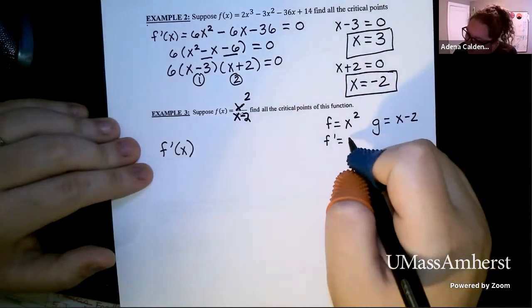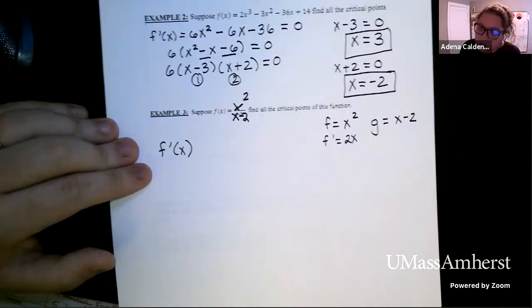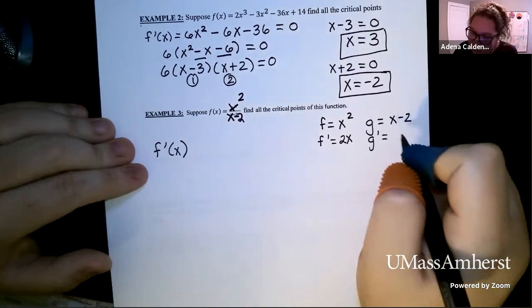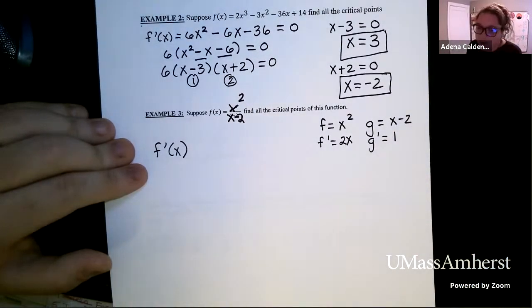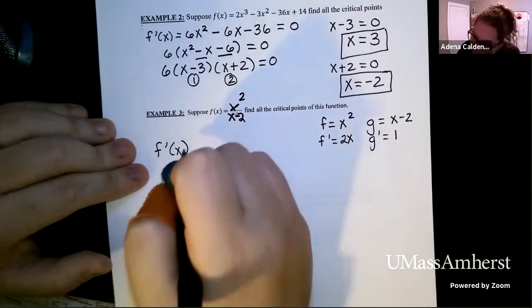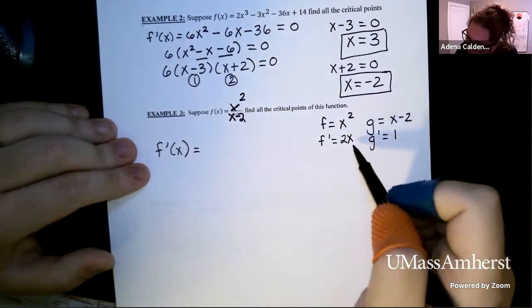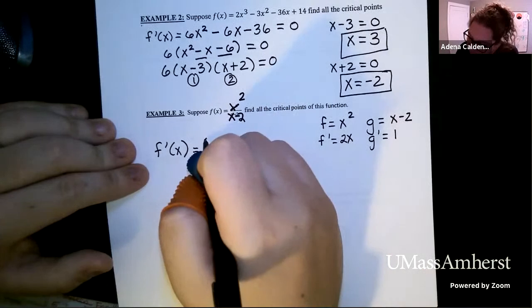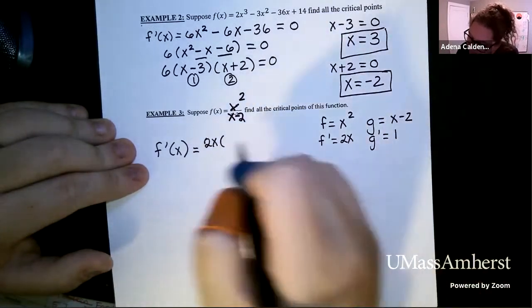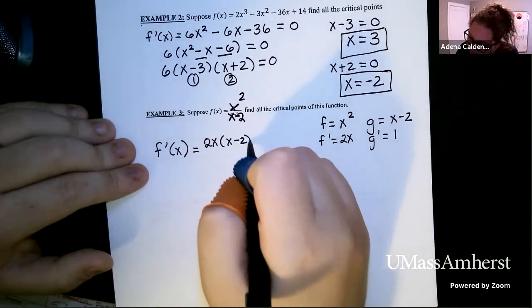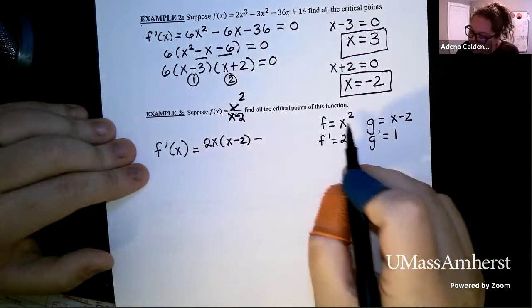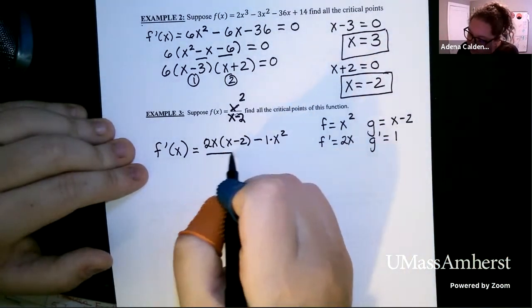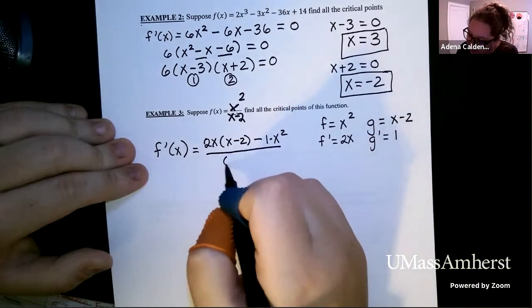The derivative of x squared is 2x. And then the derivative of x minus 2, the derivative of x is 1, and the derivative of 2 is 0. So when I plug into the quotient rule, I'm going to do f prime times g. So I'm going to have 2x times x minus 2 minus g prime times f. So 1 times x squared, divided by g squared.